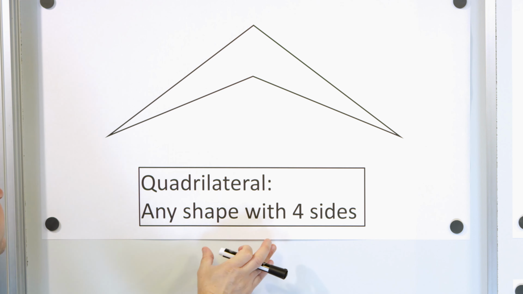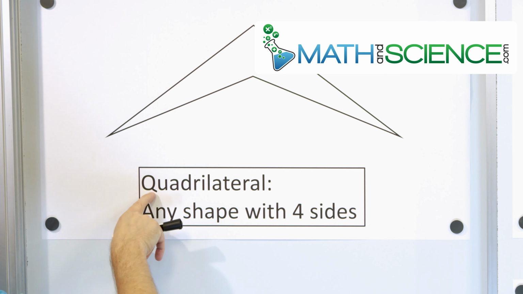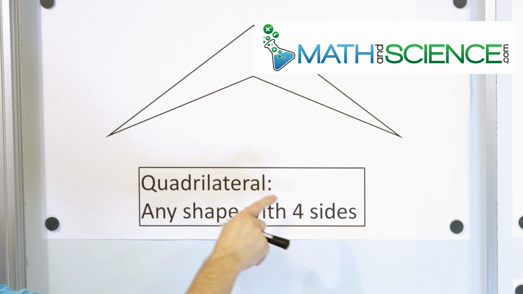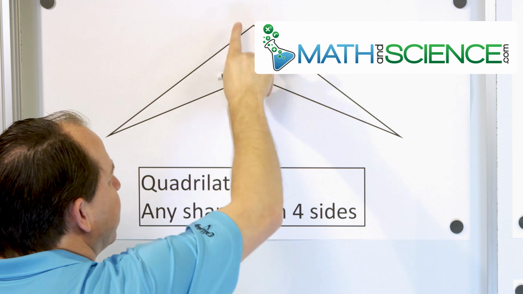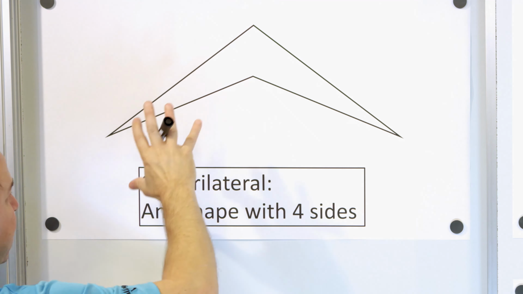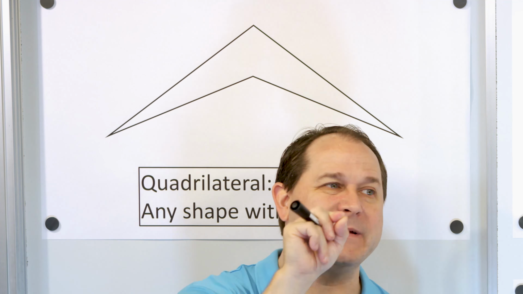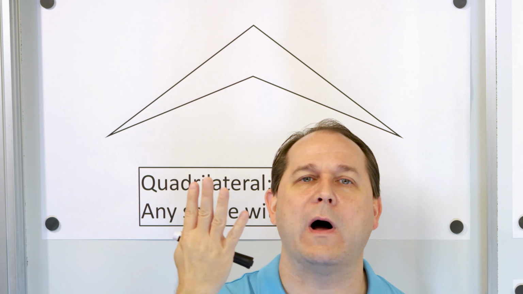Now here is our first shape we're going to talk about. It's just called a quadrilateral. Remember, a quadrilateral is any shape that has 4 sides. So this has 4 sides, 1, 2, 3, 4. It doesn't look like a rectangle or a square. It can be literally any shape that you could possibly imagine with 4 sides. We call it a quadrilateral.